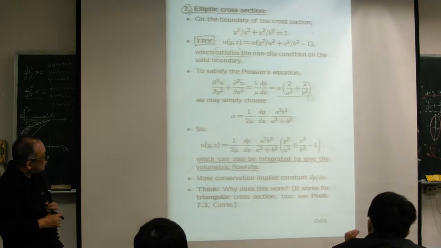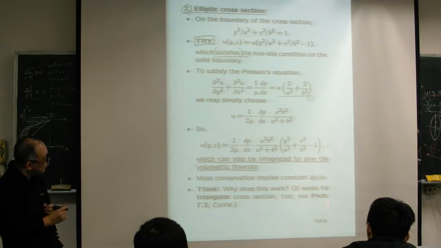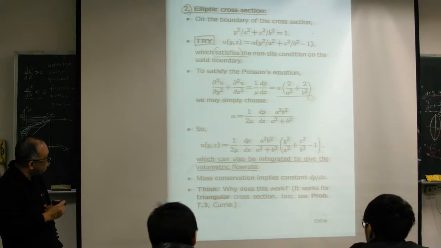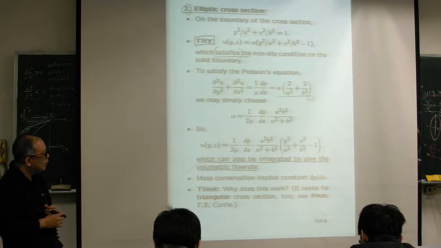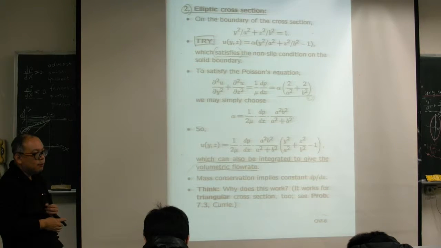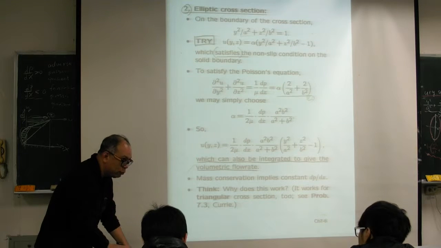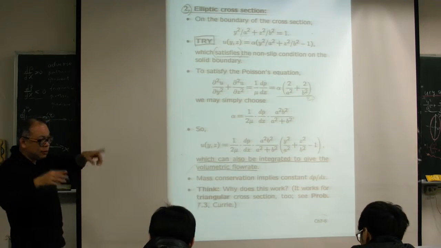In the problem set of textbook 7.3, they also demonstrate you can use a triangular closed section. So it can work in any closed section. But you have to be careful: this all assumes you only have u velocity. So for some closed sections we have secondary flow.